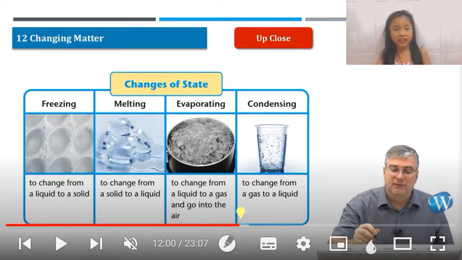So here we have changes of state. First is freezing, to change from a liquid to a solid, right? If we want a solid from a liquid, then what can we do? First, we can put it in a shape, right? But then you put it in a place where it has very low temperatures. This means that it's very cold, right? So, freezing.